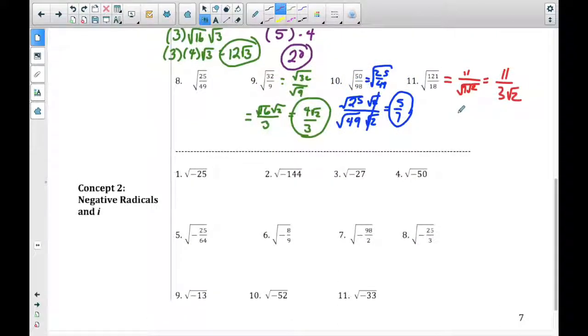The last thing we need to do here on number 11 is we have a square root 2 in the denominator, and we cannot have a radical in the denominator, so we have to multiply that. So on our numerator, we have 11 radical 2, and on the denominator, we have 3 times radical 2 times radical 2. Well, that's like 3 times 2, which is 6. And so the final answer on that one is 11 radical 2 over 6.